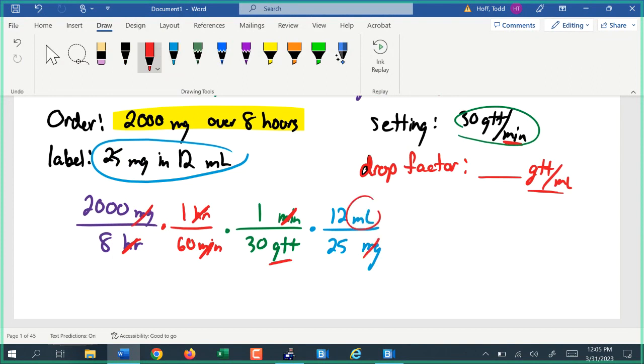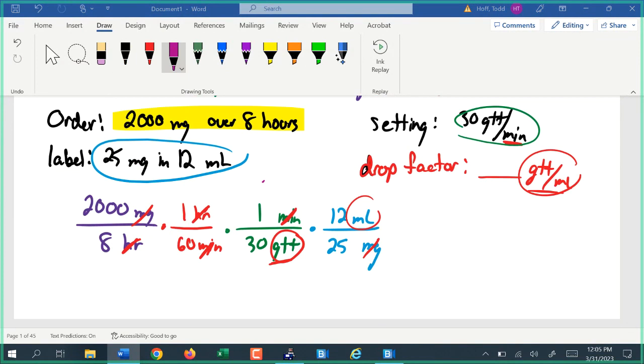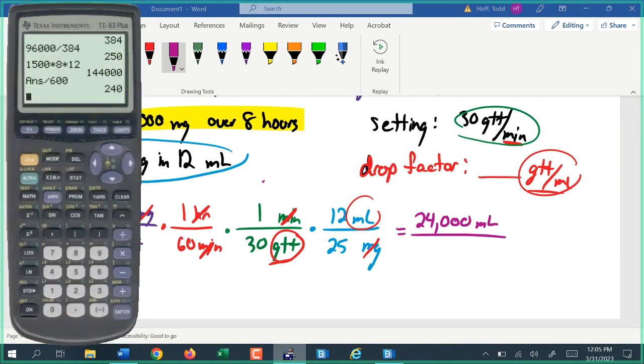I now have milliliters. So the 2 units that I have here are milliliters and drops, and those are the 2 units I want. But we see that they're inverted. It's a reciprocal. So let's multiply the numbers out, but before we divide them, we're going to go ahead and flip them over to get the units in the correct spots. So on top here, 2,000 times 1 times 1 times 12 is 24,000 milliliters. On bottom, 8 times 60 times 30 times 25 gives us 360,000 drops.